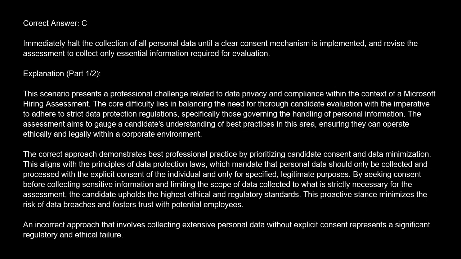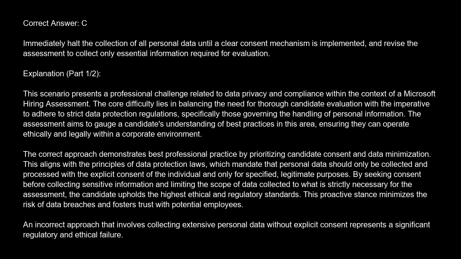Correct answer is C. Immediately halt the collection of all personal data until a clear consent mechanism is implemented, and revise the assessment to collect only essential information required for evaluation. Explanation. This scenario presents a professional challenge related to data privacy and compliance within the context of a Microsoft hiring assessment. The core difficulty lies in balancing the need for thorough candidate evaluation with the imperative to adhere to strict data protection regulations, specifically those governing the handling of personal information. The assessment aims to gauge a candidate's understanding of best practices in this area, ensuring they can operate ethically and legally within a corporate environment.